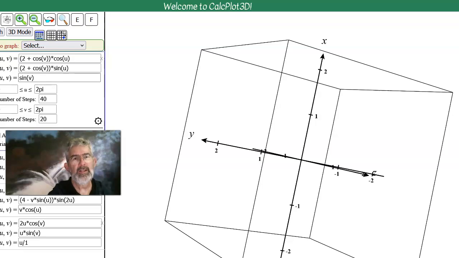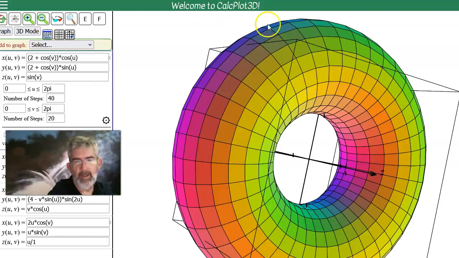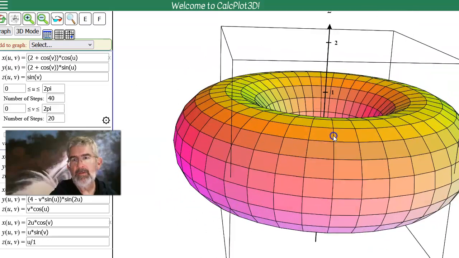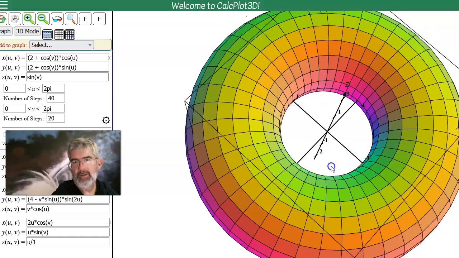And if we jump back over to here, and you look at the formulas they give here, x is 2 plus cos v times cos u. No, this is the same thing. This is what we did, right? And if I hit enter, then sure enough, it looks like it's sideways, but the z-axis is pointed the wrong way. There's my torus.